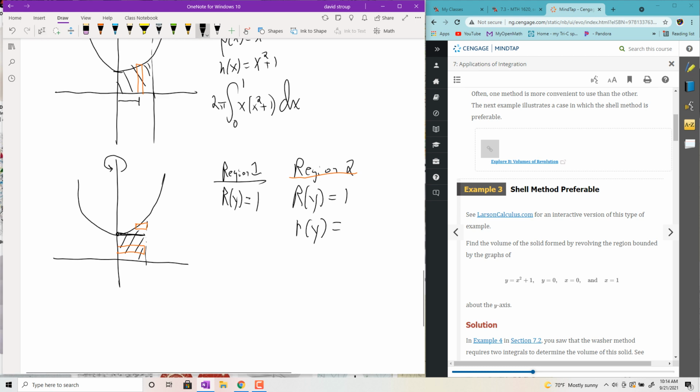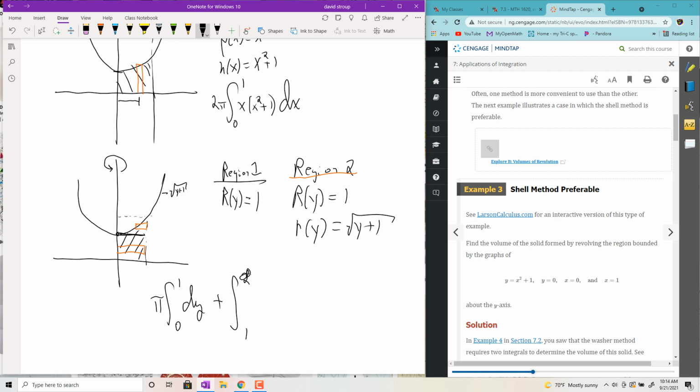So this curve here would be your square root of y minus 1. So this little r of y would be the square root of y minus 1. And so you'd have an integral from 0 to 1 of pi times 1 dy plus the integral from 1 to whatever this point is where 1 intersects with that. I believe it's 2.